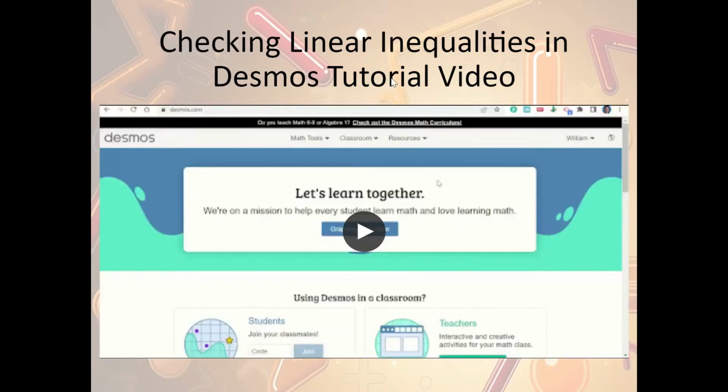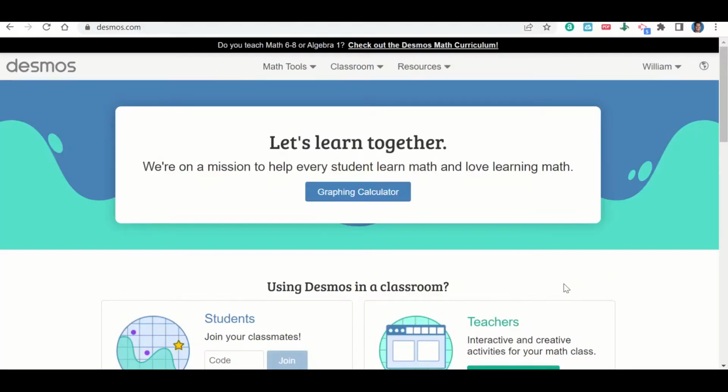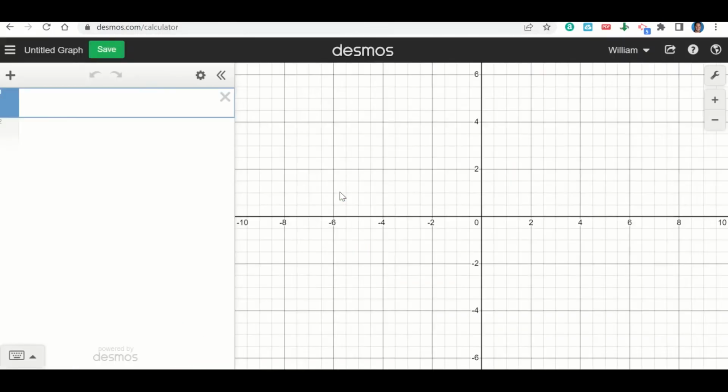There's a video here that shows you how to check your work using Desmos after you've already graphed the linear inequality, so you can check it using Desmos. Let's talk now about how we can use Desmos to check our work when dealing with systems of linear inequalities. First thing we're going to do is go to desmos.com, which is here, and then we're going to go to where it says Graphing Calculator. I'm going to click on that.